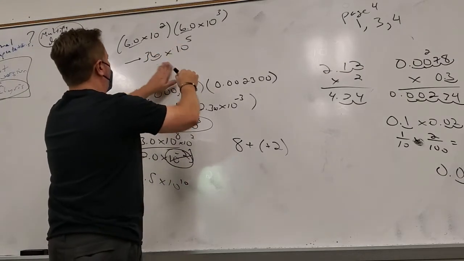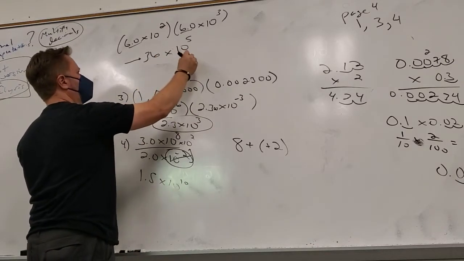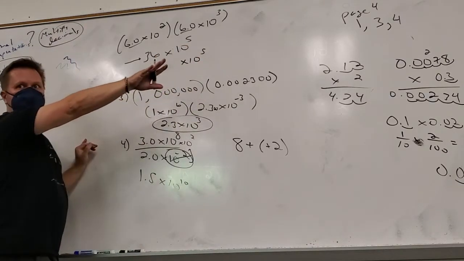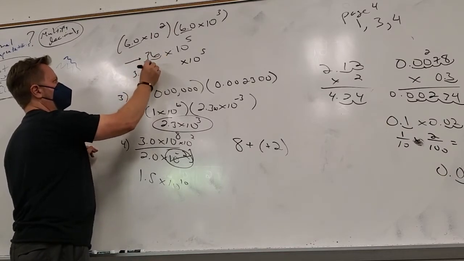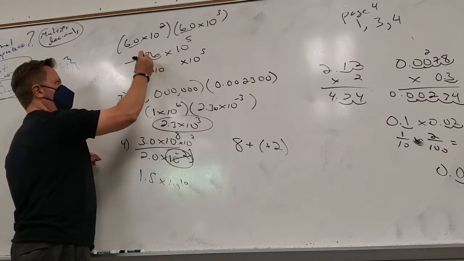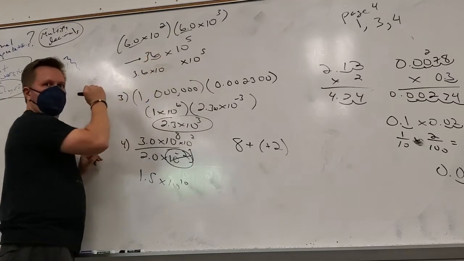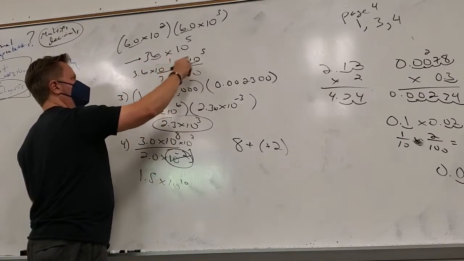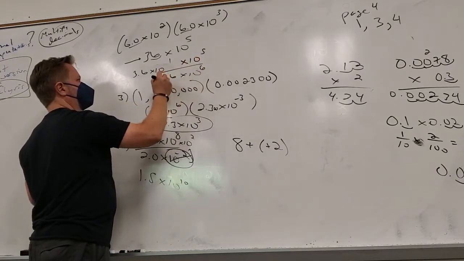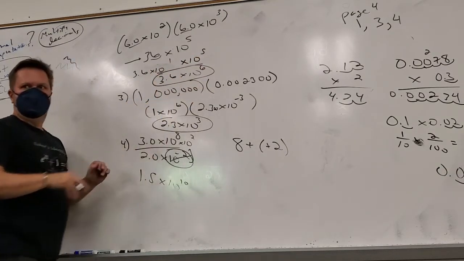Or, here's another way to look at it. Times 10 to the 5th over there. Change 36 into scientific notation: 3.6 times 10 to the what? 1. So then, what do you get? 10 to the 1st and 10 to the 5th is 10 to the 6th. So it's 6.